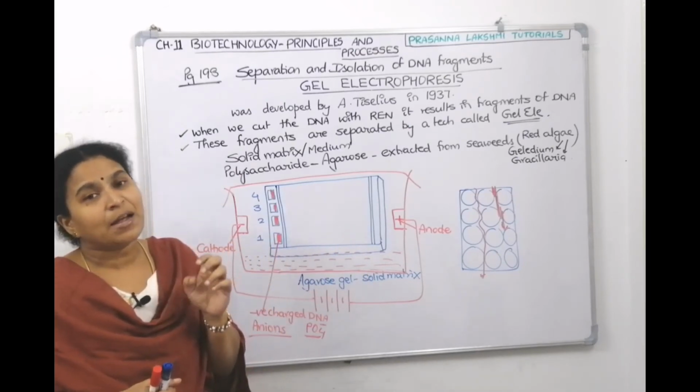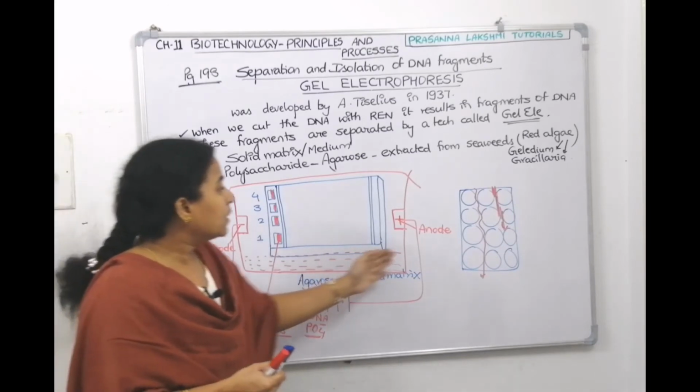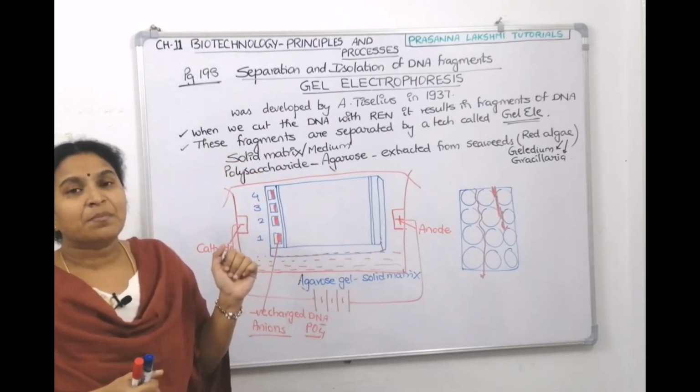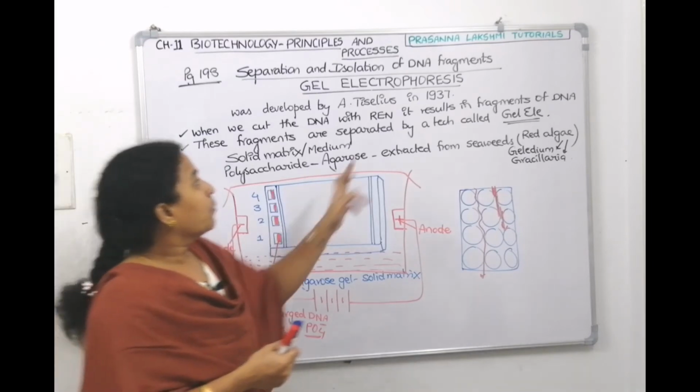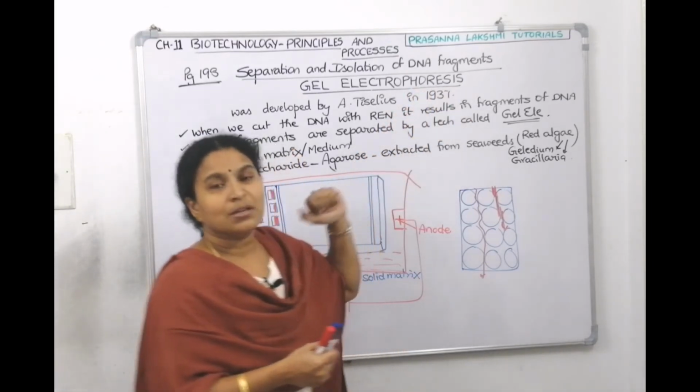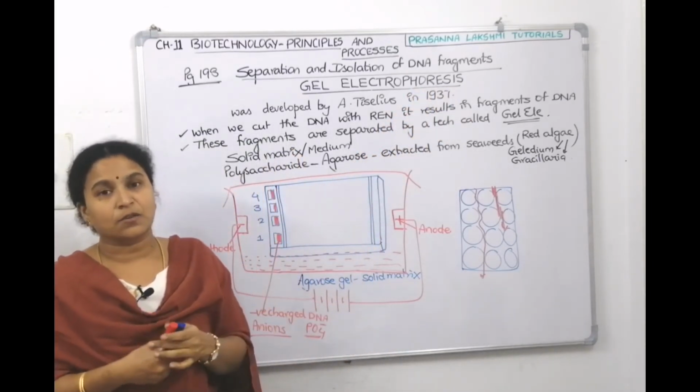Small size DNA fragments move fast, come towards the anode. Big size DNA fragments still take time to move. Porosis means separation. This is what is gel electrophoresis.